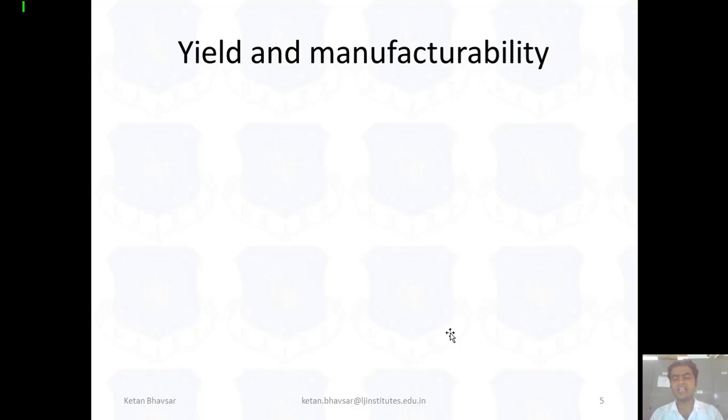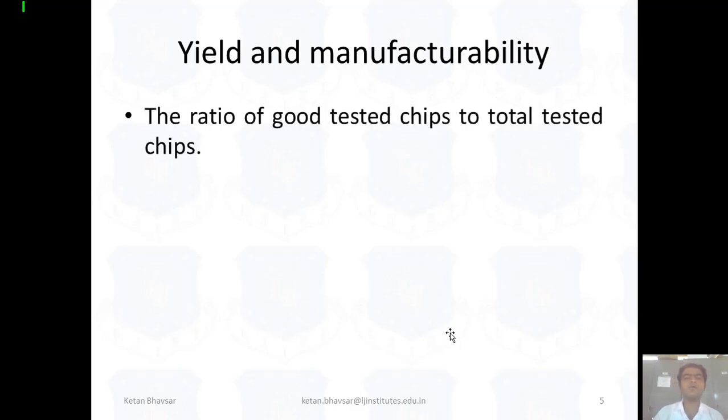Now yield and manufacturing ability. The ratio of good tested chips to the total tested chips represents the yield and manufacturing ability. Suppose you manufacture 100 chips, then identify the total number of good chips which are in working form, or we can say that fulfill your application and your requirement. Suppose 60% of your chips are good, then your ratio will be 60 divided by 100. So you have to maintain the ratio as high as possible. We have to generate good tested chips.